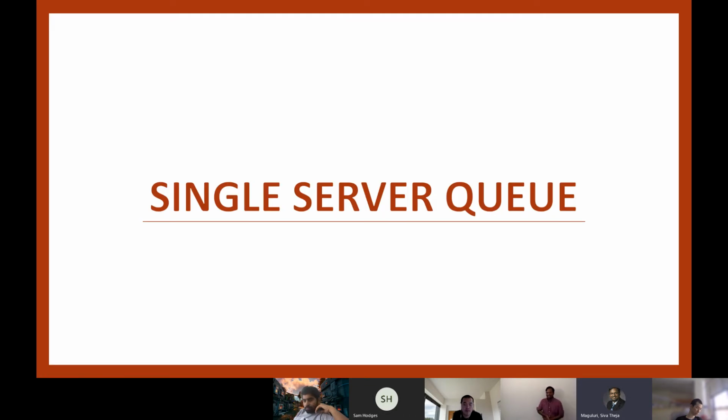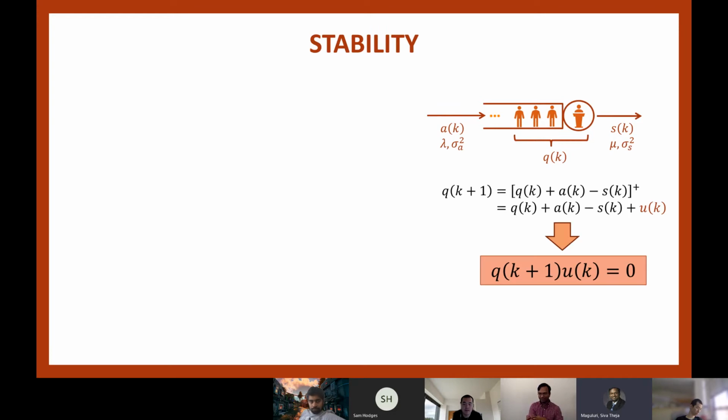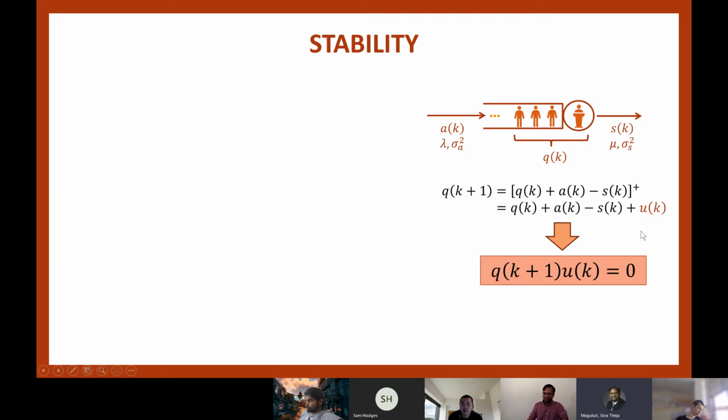Okay. Now I'll change gears, and in the rest of part 1, I'm going to show you how to use these arguments first in the case of a single server queue, and then to study stochastic approximation. So let's start with a single server queue. I already introduced the model. I introduced the bracket plus notation, but a convenient way of analyzing this bracket plus is to introduce something called unused service, which basically keeps track of the case when there is potential service, but there are no customers to use the service. And the key observation about this unused service is that q_{k+1} multiplied by u_k is 0.